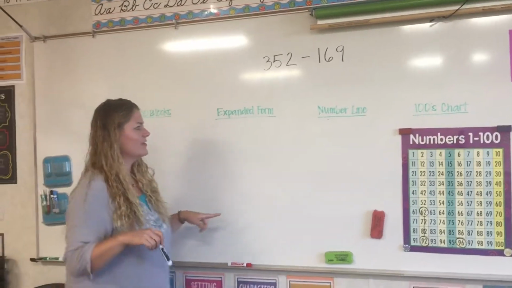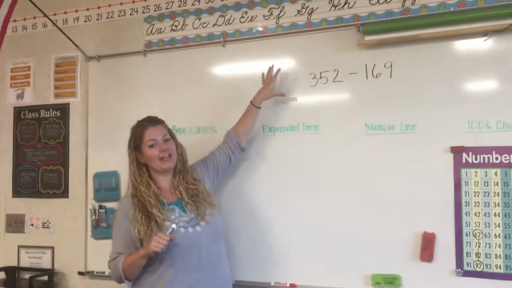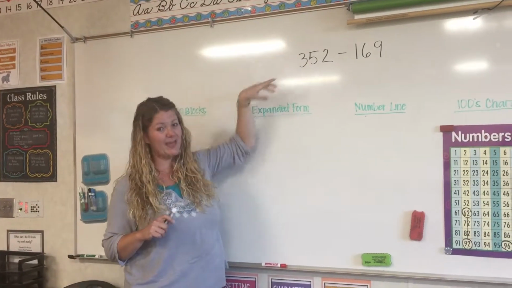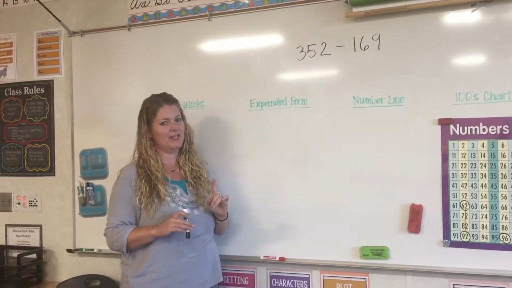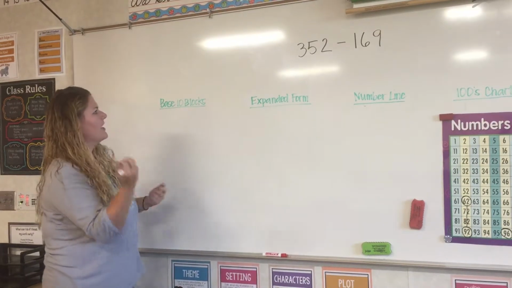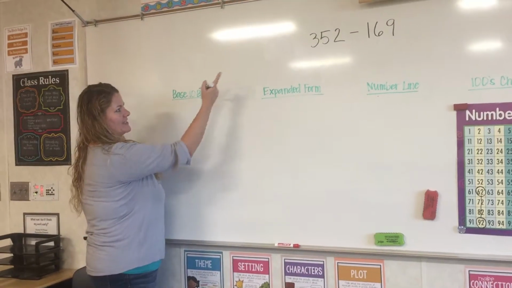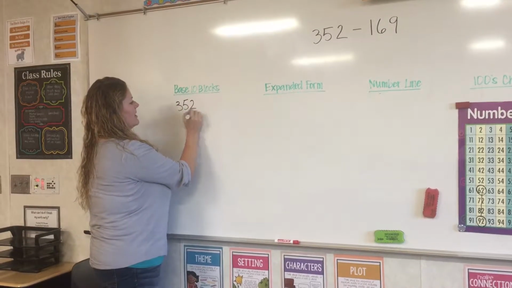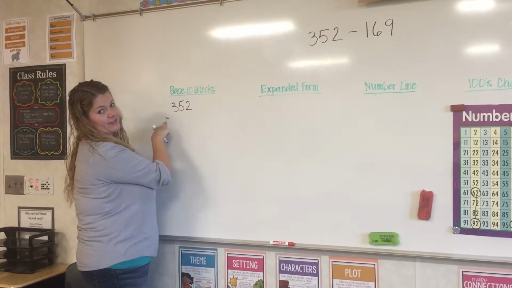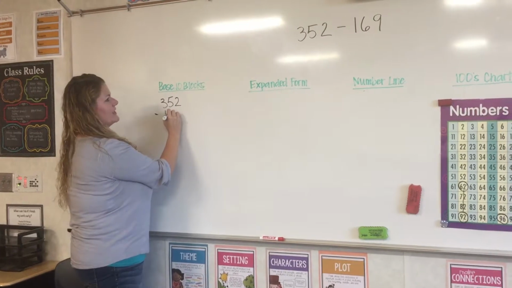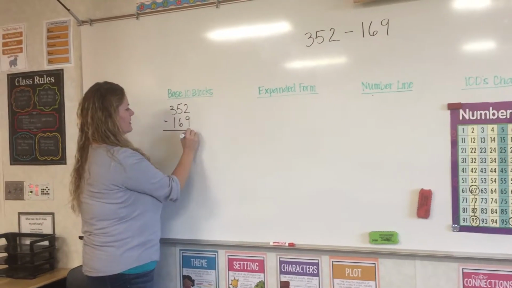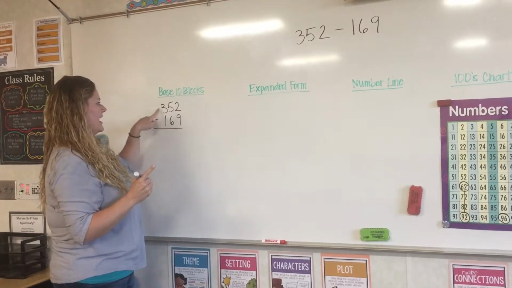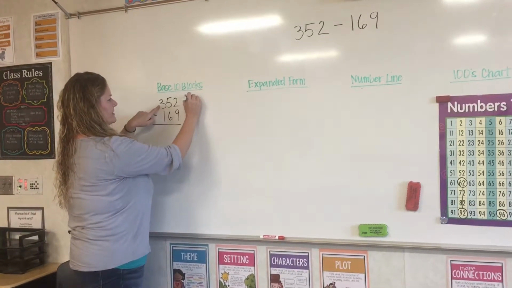Okay, so we are doing subtraction with regrouping this time. It's a little trickier, but you got it. No worries. Okay, so my problem is 352 minus, gotta choose the right operation here, 169. So in base 10 blocks, I need 3 hundreds.